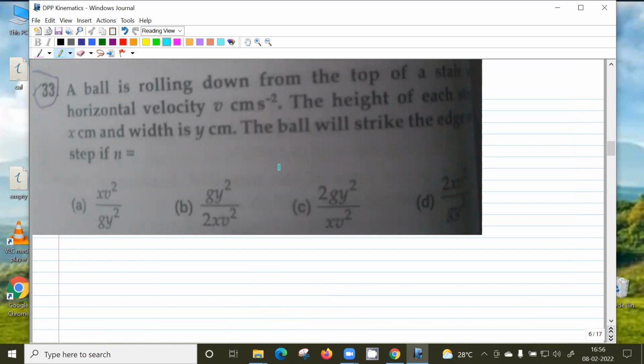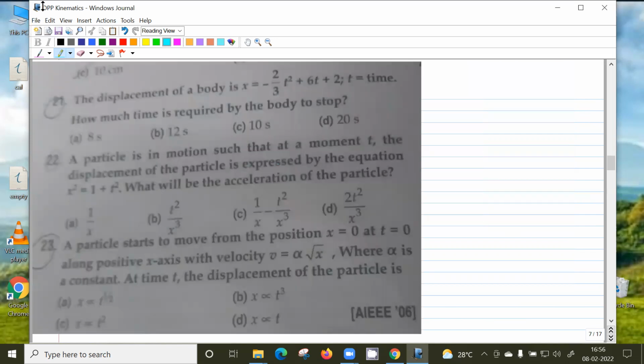Okay, a ball is rolling from the top of a stair. This is a bit complicated. Okay, the displacement of a body is this one. Oh, this is very simple. X is known, no? So stopping means what? Velocity should be 0. So just take dx by dt and equate it to 0. X is quadratic, so dx by dt will be linear. So from this you will get the time.